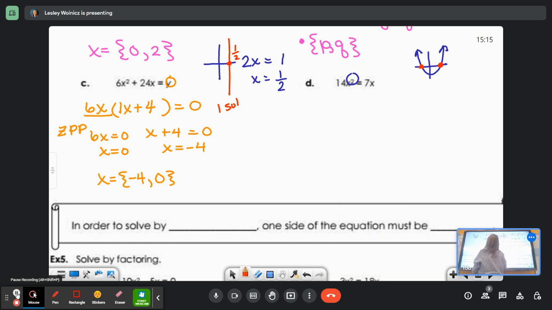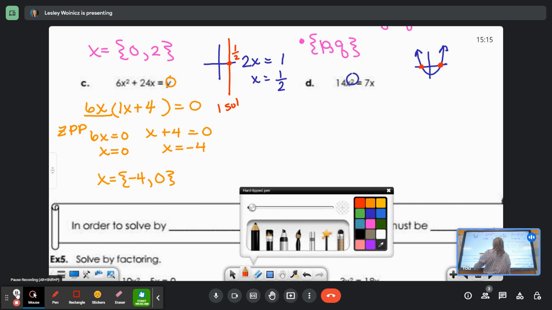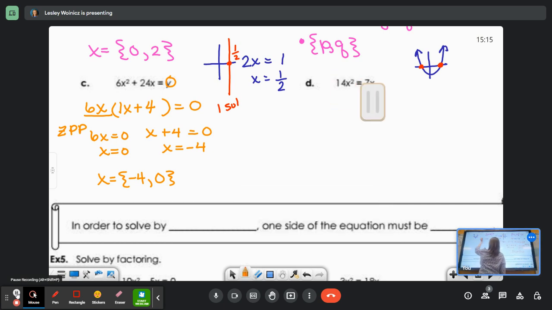Okay, thank you. All right, so instead we're going to take the other suggestion, which is to subtract 7x from both sides. So we'll have 14x squared minus 7x equals 0. So that solves two problems. One, it gives us a 0 instead of a 1, and we get to keep the quadratic instead of turning it into a line. Cool?